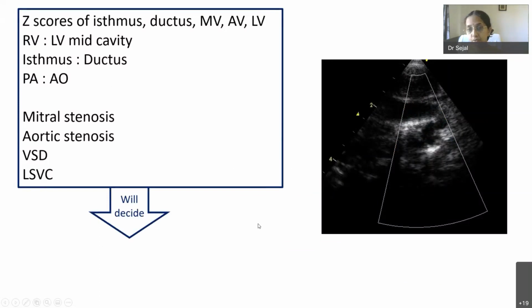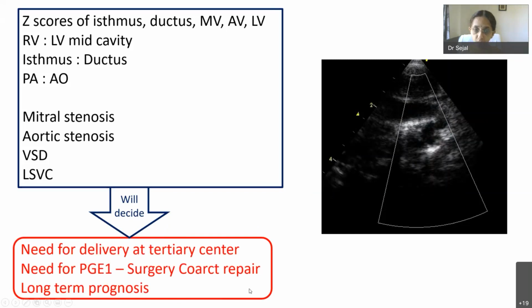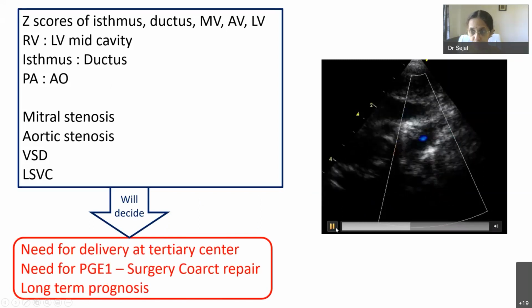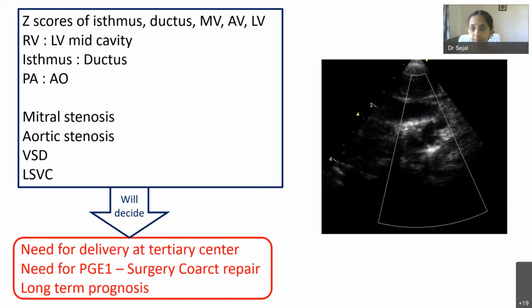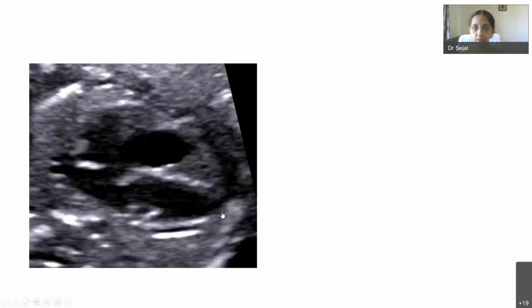Sometimes it gets difficult to assure that this is no coarct, and in that situation, it's always better to take all these precautions. Remember, ventricular disproportion is one such situation where you are actually telling the parents neither a confirmed heart disease nor you are ruling it out. So a lot of counseling would help the parents to continue pregnancy. The long-term outcome is going to be much better for a coarct if picked up antenatally. These babies do much better long-term.